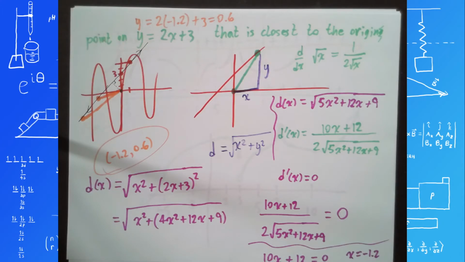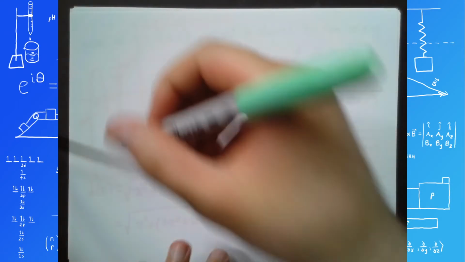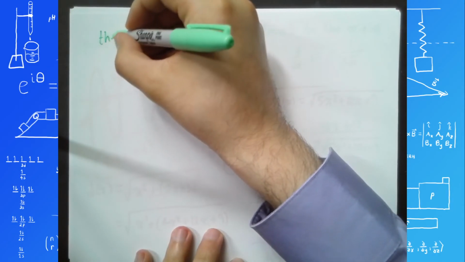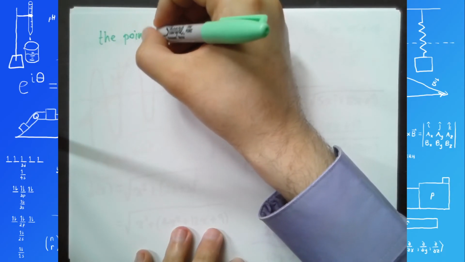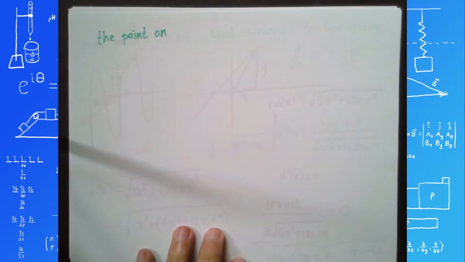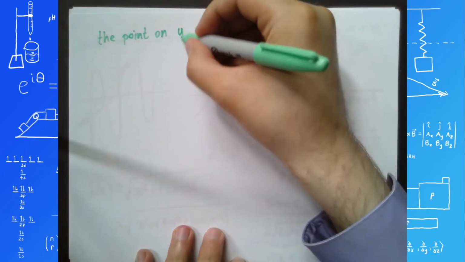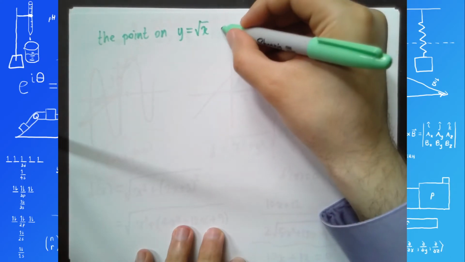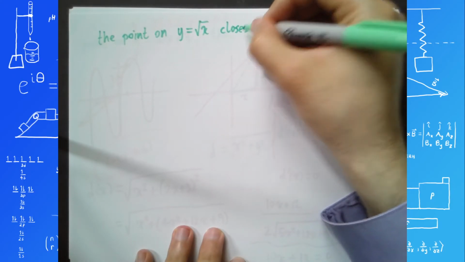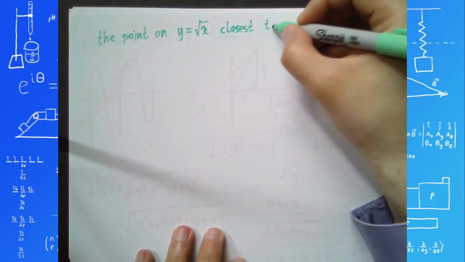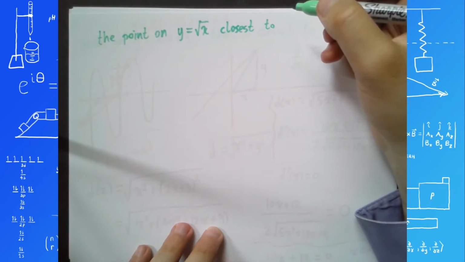How about, well, number 20 is similar, but I guess I'll write it for anybody who wants to try it out on their own. I'm not going to solve it. But it says find the point on y equals square root of x closest to, not the origin this time, closest to 3, 0.